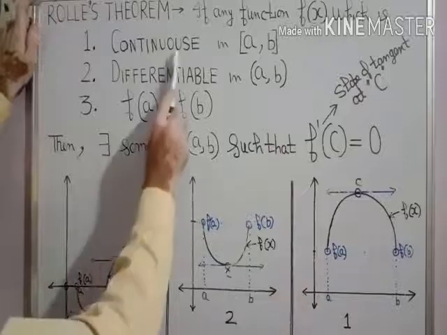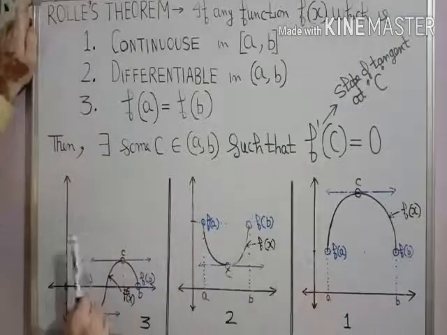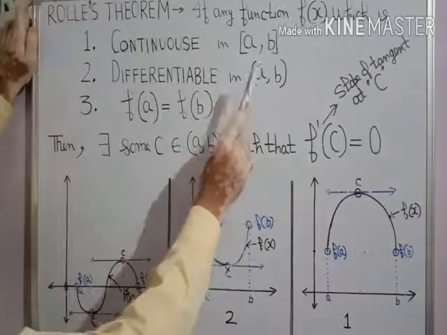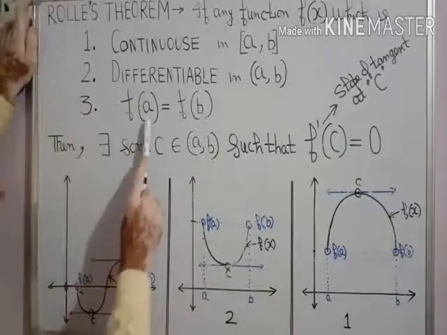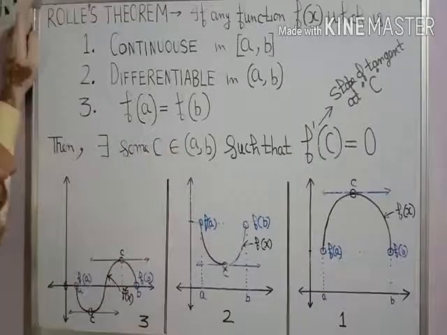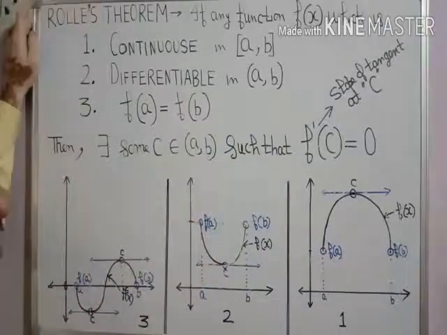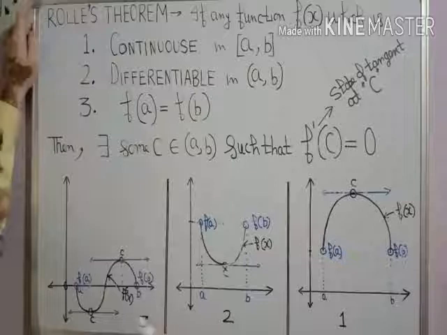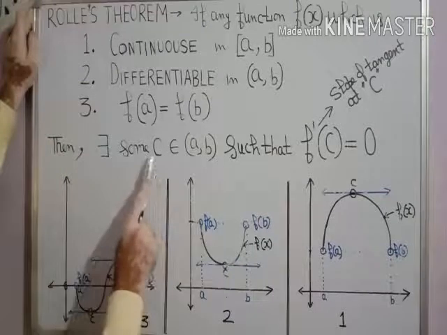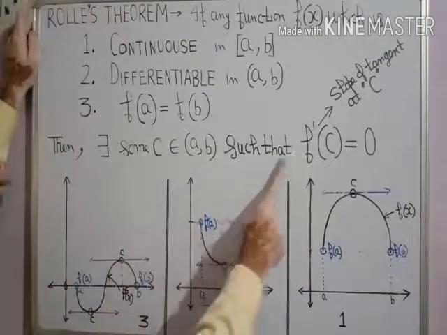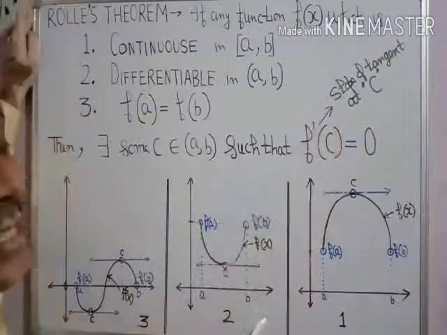All these functions are continuous in closed interval a comma b. Second, all these functions are differentiable in open interval a comma b. Third condition, in each case f of a equals f of b. And if these three conditions are satisfied for any real valued function, then what happens? Rolle said there exists, it means there exists some c between a and b such that f derivative c equals 0. F derivative c is nothing but the slope of the tangent at c.